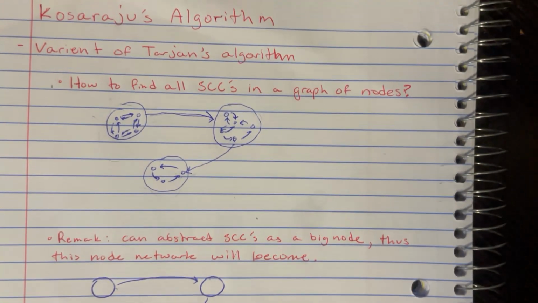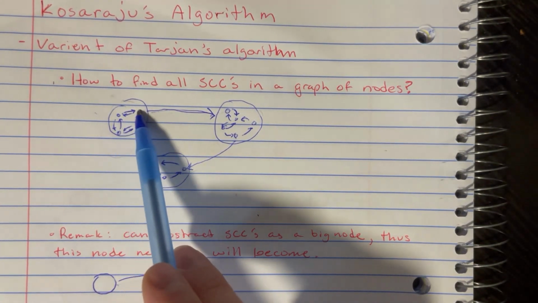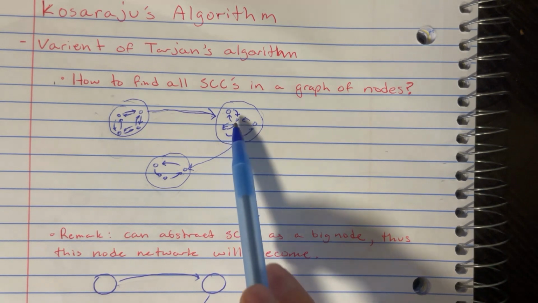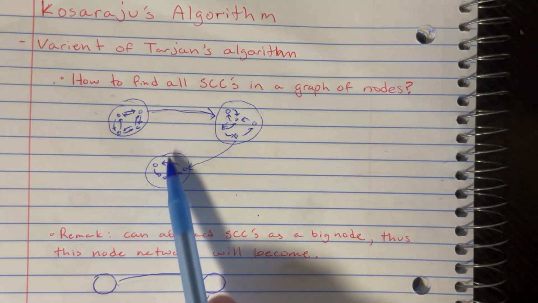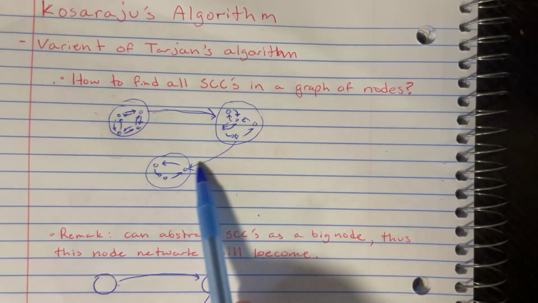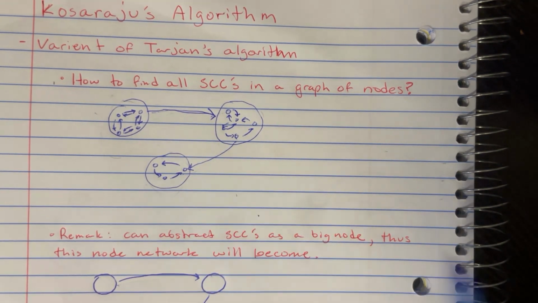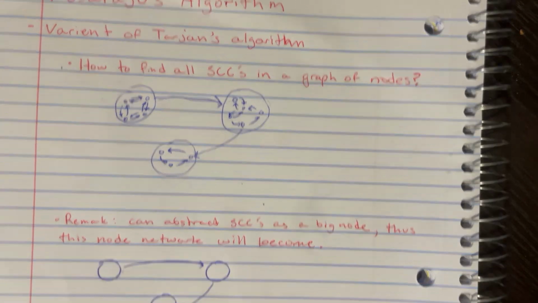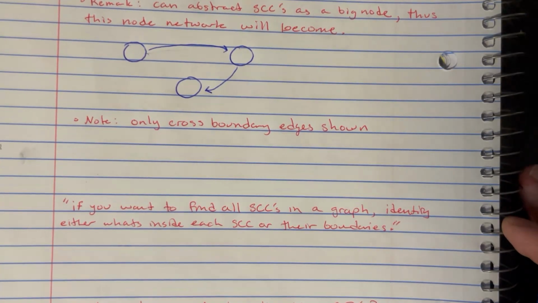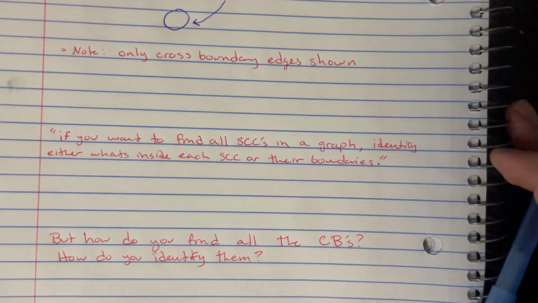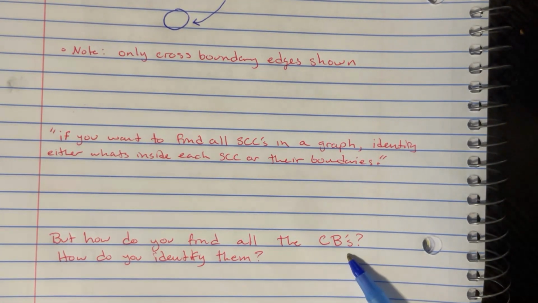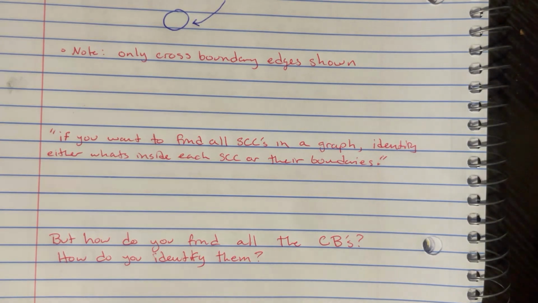And this is essentially what we can do here. We can either describe every node that is part of an SCC, or we can describe these as big nodes and simply describe the boundaries. And as you can see, describing the boundaries may be a little easier. So Kosaraju's algorithm aims to show where these cross-boundary edges lie. But the question is, how do we find these cross-boundary edges? How are they defined?